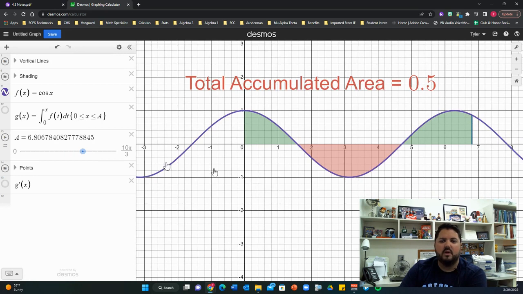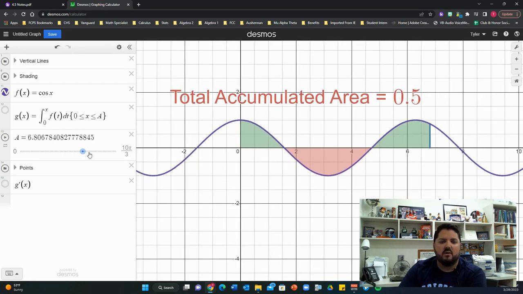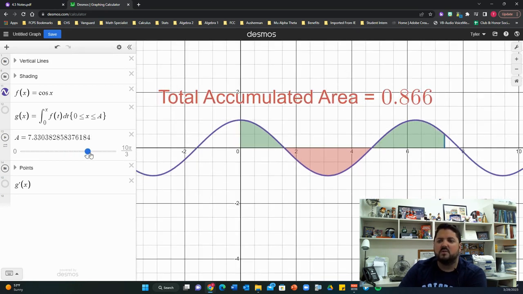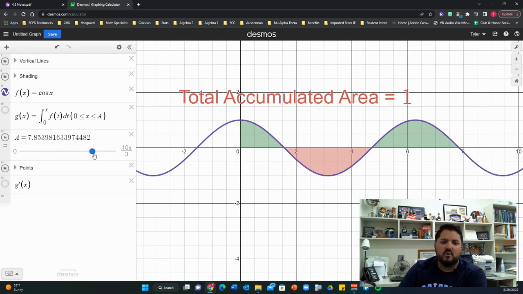We can zoom out a little bit. You guys can see, we know the cosine graph is a wave, so it's basically just going to repeat this process over and over and over again. So if you think about all the values that we've seen so far, the biggest area that we've seen anywhere was 1.